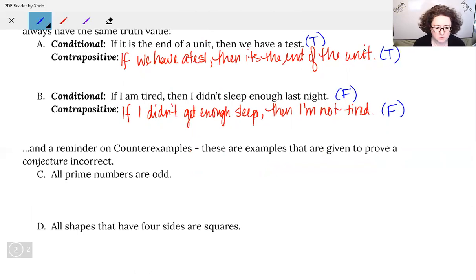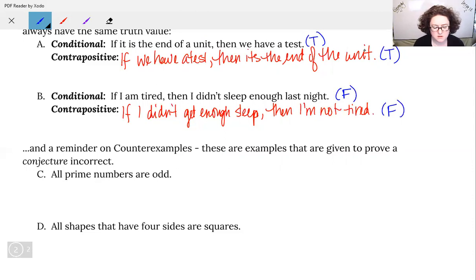Okay, so let's think of this. Prime numbers are things like 1, 3, 5, 7, 11, 13. Wait a second. A prime number is something that is only divisible by itself and 1. So those ones that I listed were odd, but can you think of any even numbers that qualify as prime, that they're only divisible by themselves or 1? Go really small.